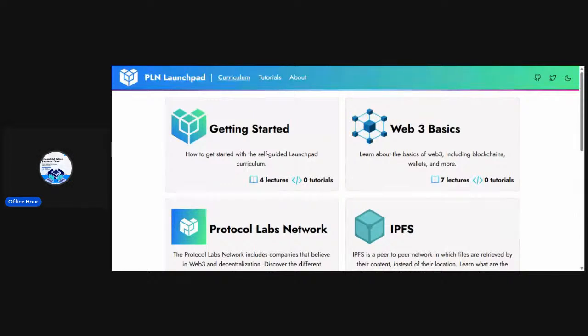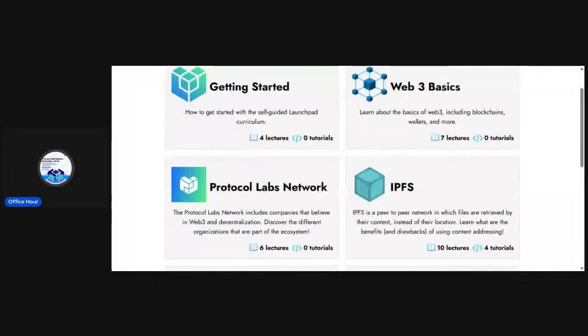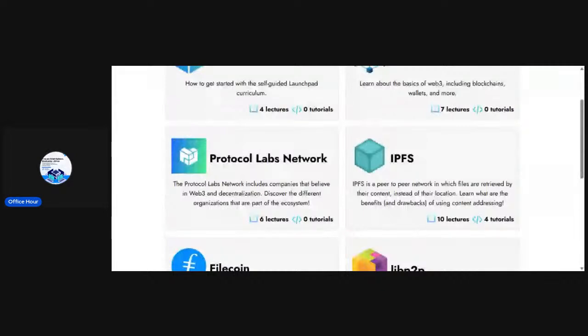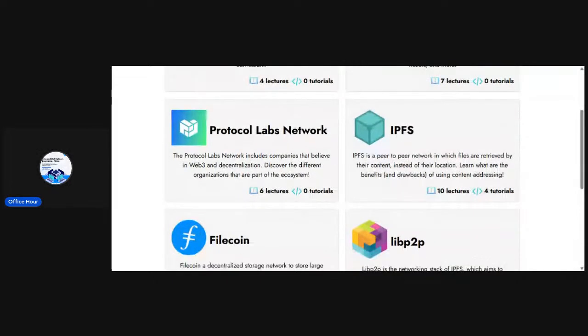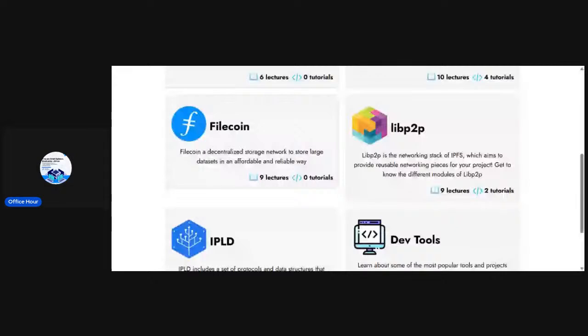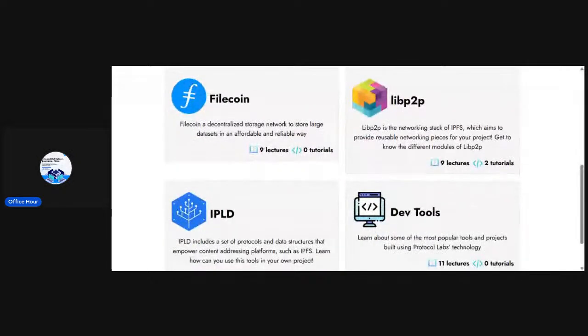What you can see here is getting started with the self-guided Launchpad curriculum. You have the Web3 basics. Scroll down. You want to know about the Protocol Labs network. This is where you see it. I want to know about IPFS, so you have about 10 lectures and 4 tutorials here. You want to know about Python? You have 9 lectures here. P2P, IPLD, and dev tools. I know you play around with the dev tools.